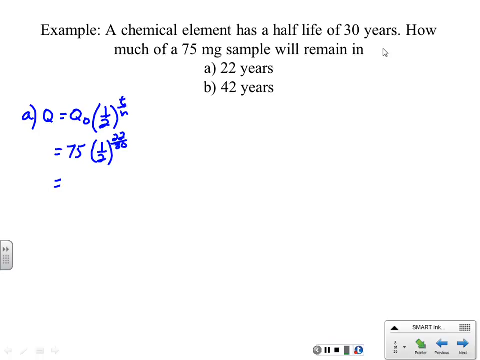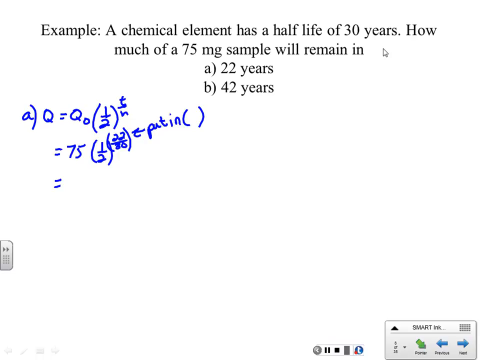Now, word of caution. When you put your exponent in your calculator, put it in parentheses. Reason being is if you don't, watch this. You're going to be raising 0.5 or 1/2 to the 22nd power, and then you're going to take that answer and divide the whole thing by 30. And that's not what I'm asking you to do. I'm asking you to raise 1/2 to the 22 over 30th power. Okay, so be very careful with that.